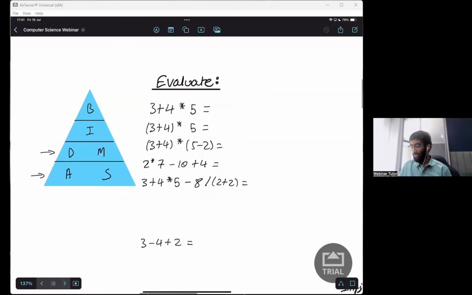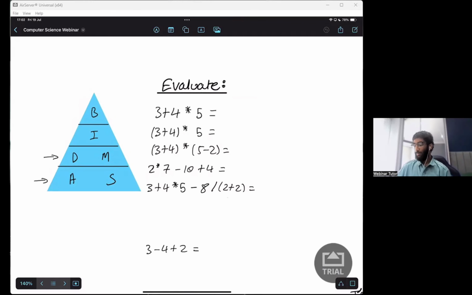So I'm going to give you guys a 10 second head start to evaluate these following questions. The BIDMAS triangle is right over there to the left. So let's go through this now. 3 plus 4 multiplied by 5. Well, that's simple. That's just 23. This time, 3 plus 4 multiplied by 5. This will be 35. So now this one. 3 plus 4, 7. Multiplied by 5 take away 2, 3. That'll be 21. 2 multiplied by 7, take away 10, plus 4.